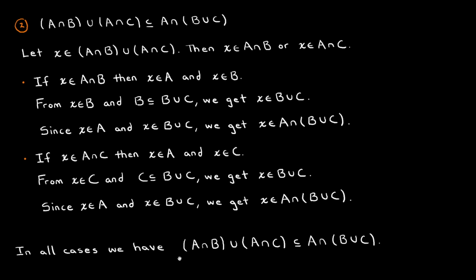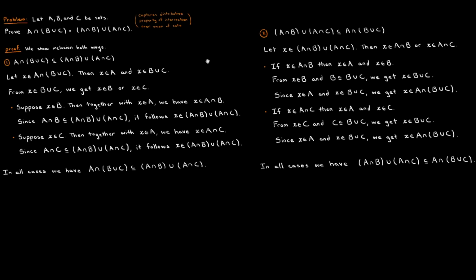So in all cases, we have that (A intersect B) union (A intersect C) is a subset of A intersect (B union C). And the way we showed this, again, was we picked an arbitrary element of the left-hand side and we argued why it must be also an element of the right-hand side. Since we have shown inclusion both ways, this actually completes our problem. Here is the full problem written out if anyone wants to see.